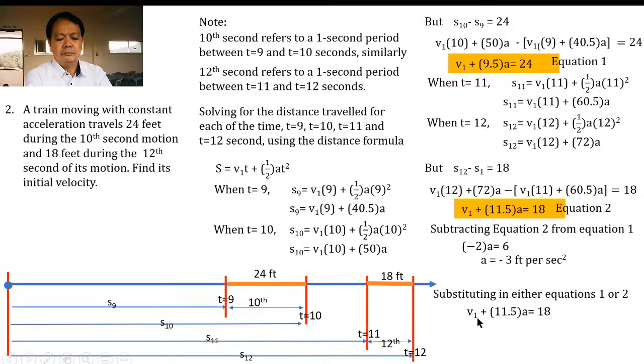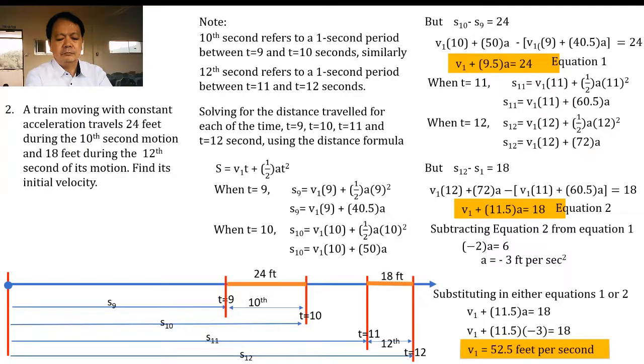So I will have b sub 1 shall be equal to plus 11.5 times a shall be equal to 18. If a is substituted with negative 3, therefore b sub 1 is 52.5 feet per second. And that is how fast the train travels initially. Okay, during that given period of time, it has traveled 24 during the 10 and 18 during the 12 period of each motion. And I hope that you're able to follow that second solution.